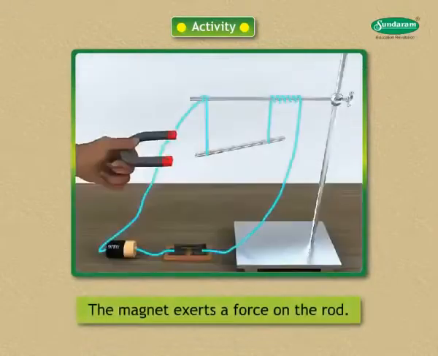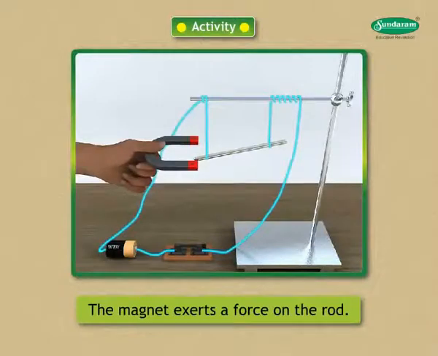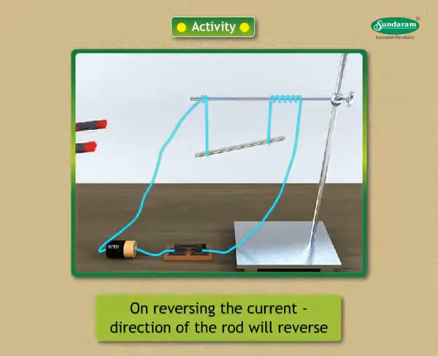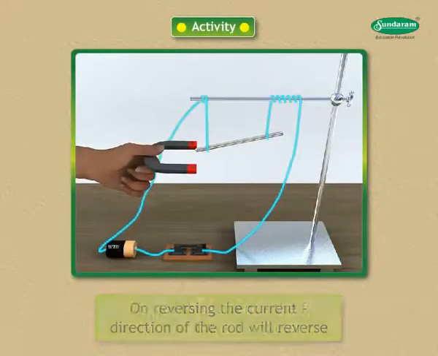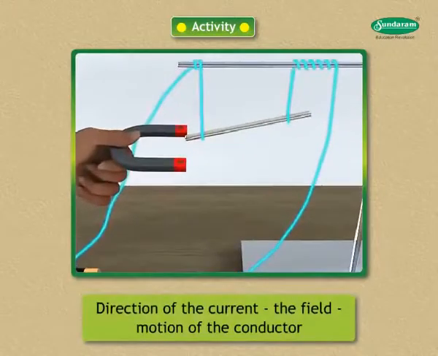The magnet exerts a force on the rod directed towards the right, with the result that the rod will get deflected to the right. On reversing the current or interchanging the poles of the magnet, the direction of the rod will reverse. This indicates that there is a relationship among the direction of the current, the field, and the motion of the conductor.